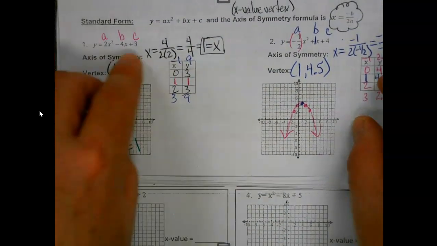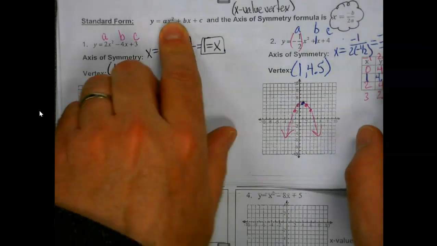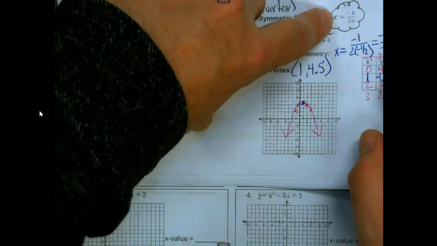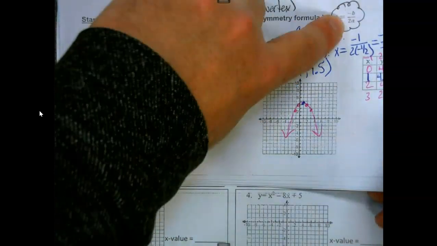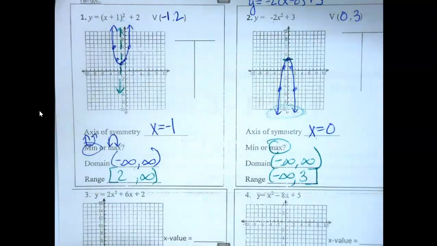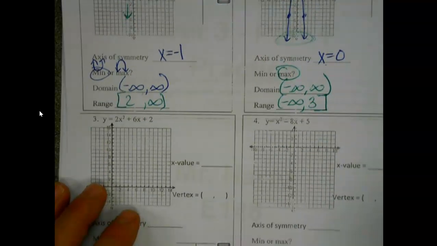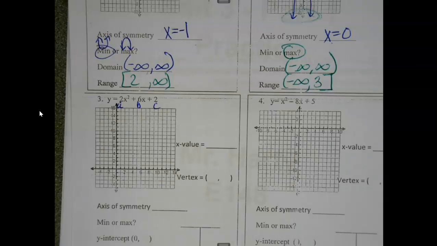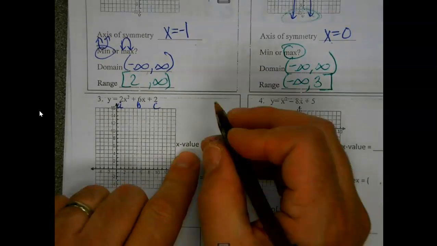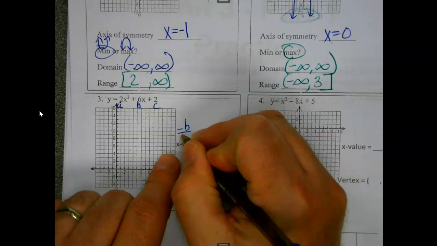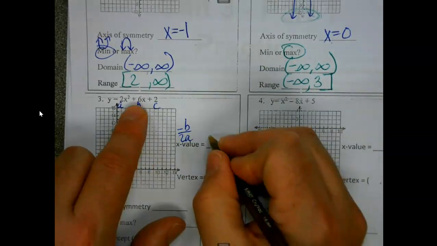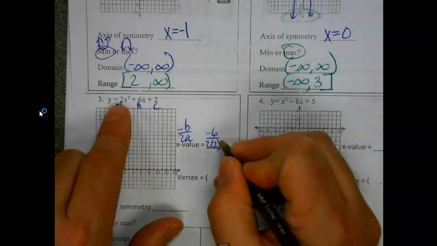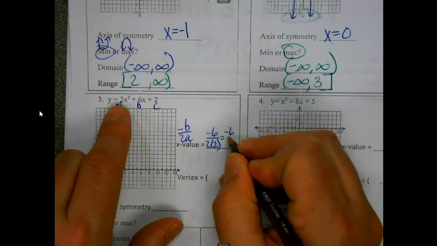Okay, when we're in standard form, page 1 of your notes, to find the x value of the vertex and the axis of symmetry, 2 for 1, we use the formula x equals negative b, or the opposite of b, over 2a. So, okay, let's do that. So here, we've got a, b, c. So the x value is the opposite of b, negative 6, over 2a.